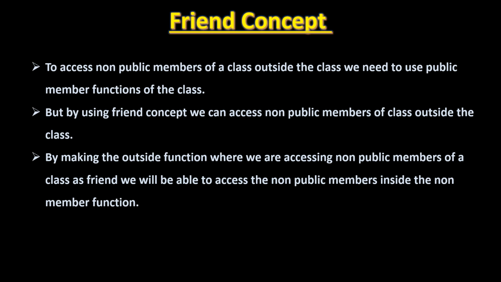By making it a friend, you are indirectly telling the compiler not to give any compile time error, because it is my friend and it is trying to access private members of my class or protected members of my class.